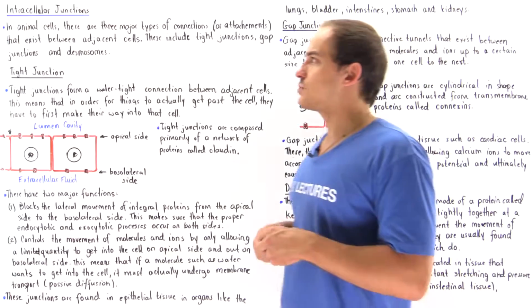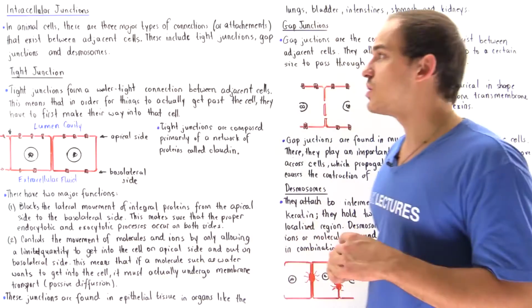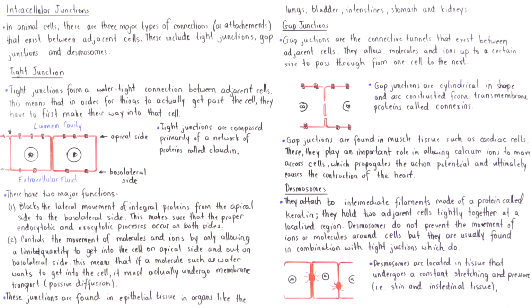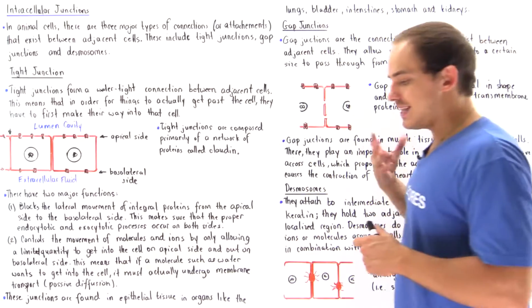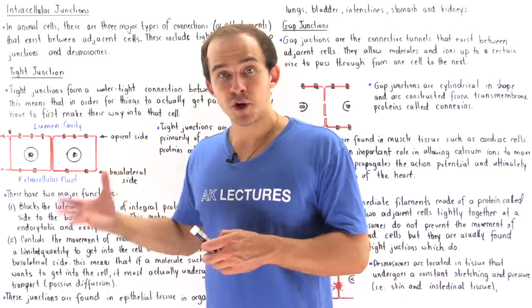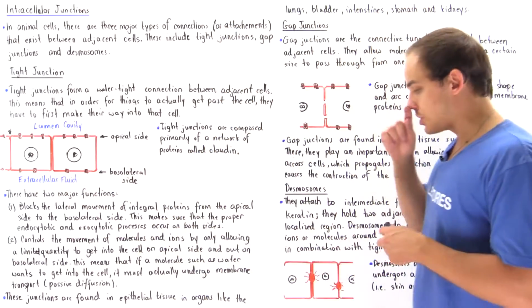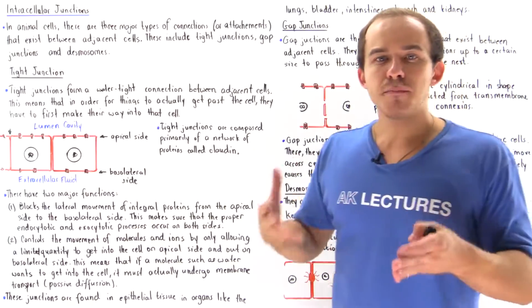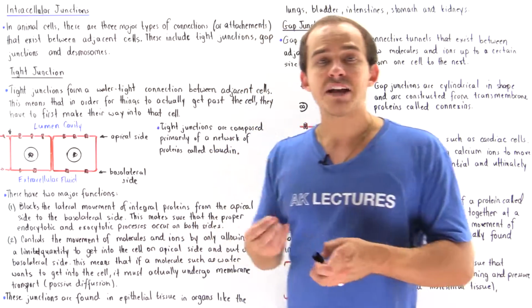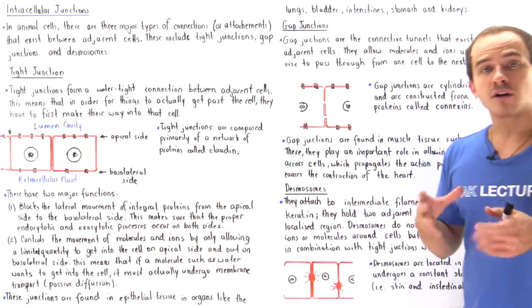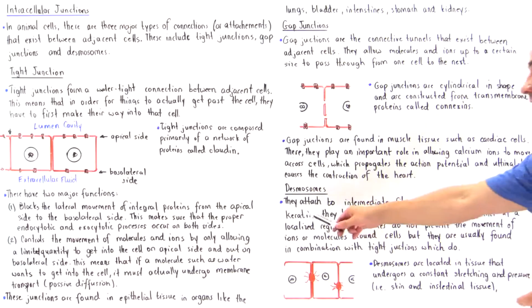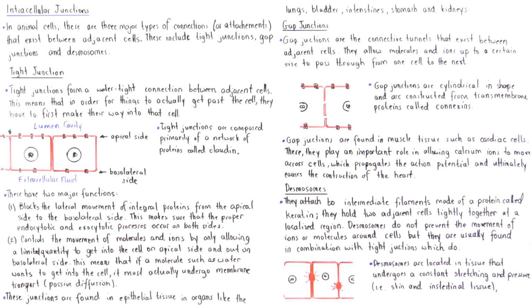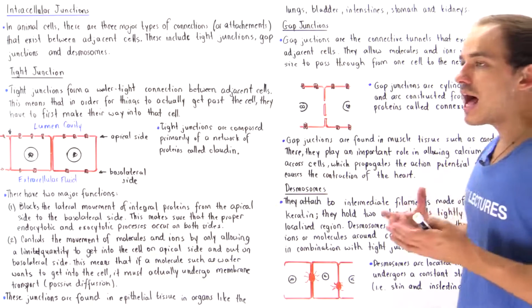The final intracellular junction that we want to discuss are desmosomes. So what exactly is a desmosome, and what is the purpose of the desmosome connection? Well, they basically attach themselves to intermediate filaments found in the cytoplasm of the cell that are composed of a protein known as keratin. Now, desmosomes hold two or more adjacent cells tightly together at a localized region.